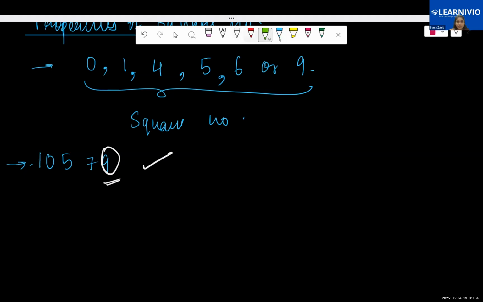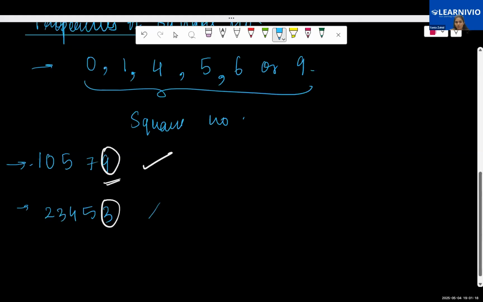Then let's suppose I have 23453. So what digit is this number ending with? 3. So is 3 in this list? No. That means, is it a square number or not? No, it is not a square number. Okay, so this is a very basic method to just look at the number and tell whether it is a square number or not.